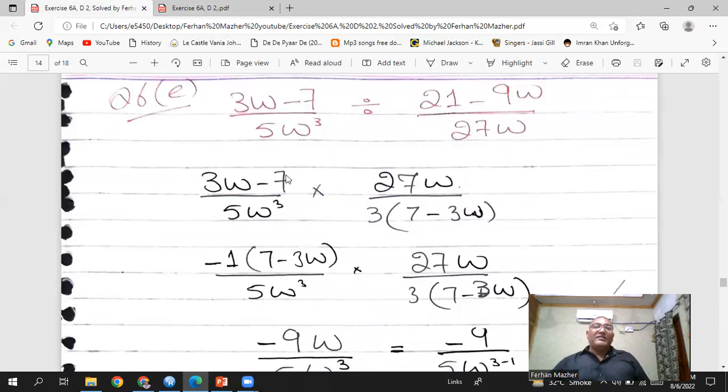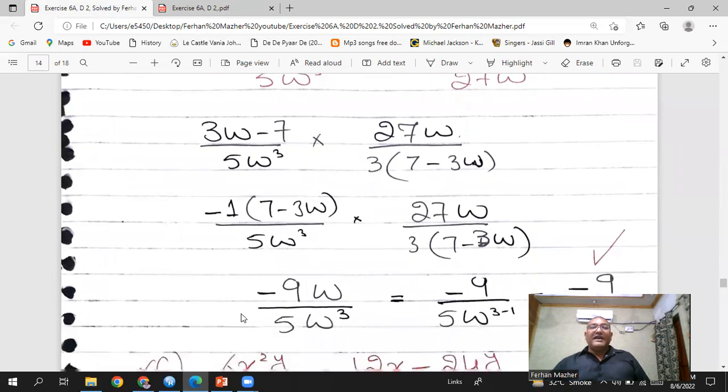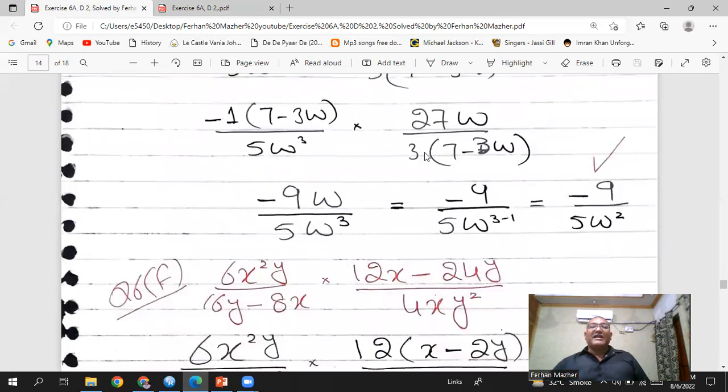Here you have 3w minus 7. These brackets have the same numbers, but there's a difference of the sign. So I will take minus 1 common from this. If I take minus 1 common, their order will change in the bracket. So the 7 will become positive and the 3w will become negative, so I can write it like 7 minus 3w. The rest of the things are still the same. And now you can see this bracket and this bracket will be cancelled.